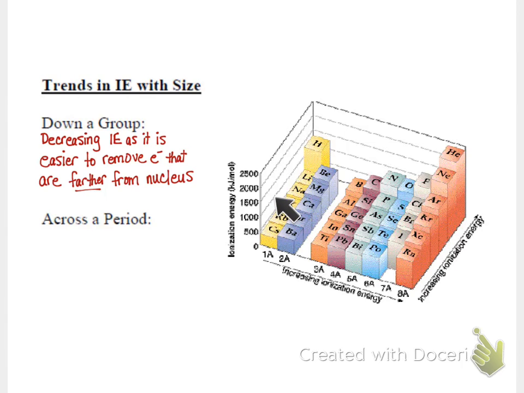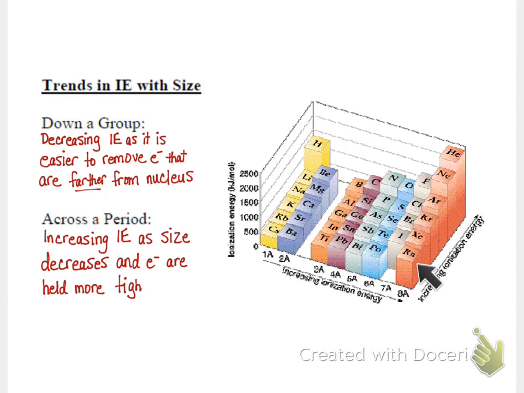Also notice that going across the periodic table from left to right, the ionization energy is increasing. Again, as the atoms get smaller, the ionization energy increases, and it's harder to remove that outer electron going across a period. Decreasing going down a group, increasing going across a period on the periodic table.